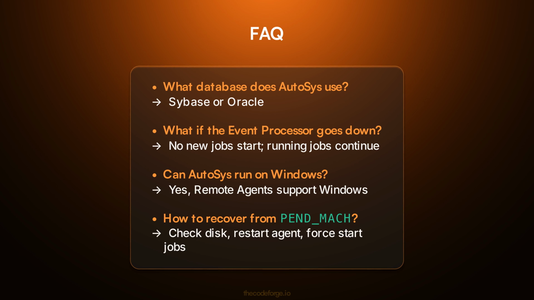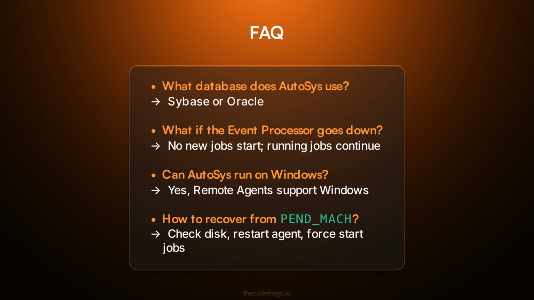And a few frequently asked questions. What database does AutoSys use? Sybase or Oracle. What if the event processor goes down? No new jobs start, running jobs continue. Can AutoSys run on Windows? Yes, remote agents support Windows. How to recover from PenMock? Check disk, restart agent, force start jobs.